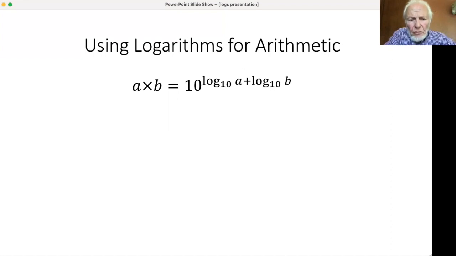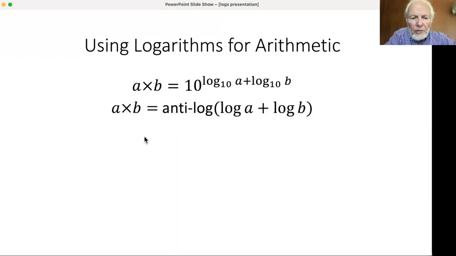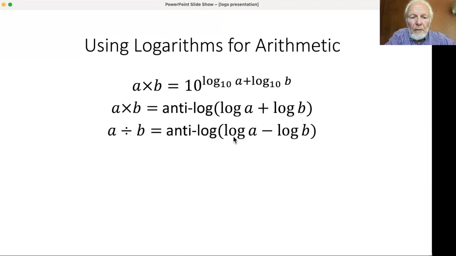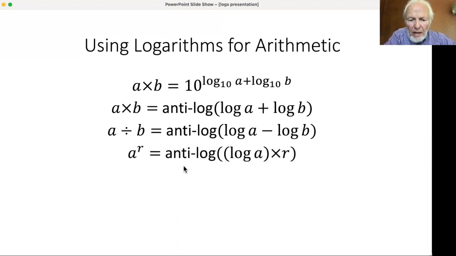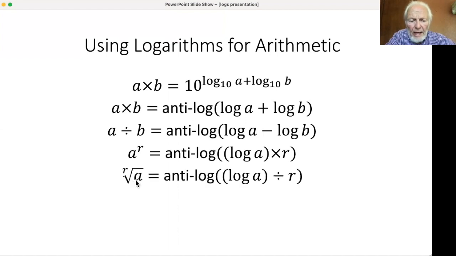But the legacy of that story is that this 10 to the x function is not called the 10 to the x function in the context of 4-figure tables. It's called the anti-log function. So a times b is the anti-log of log a plus log b. And we drop the 10 from now on because logs are always common logs. They're always to base 10. A divided by b is the anti-log of log a minus log b. A to the power r is the anti-log of log a times r. And the r-th root of a is the anti-log of log a divided by r.